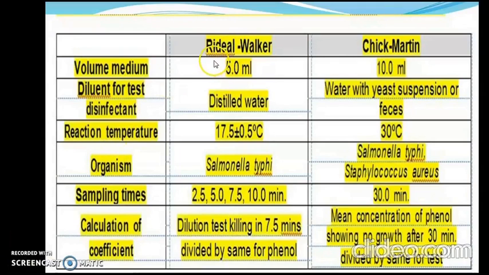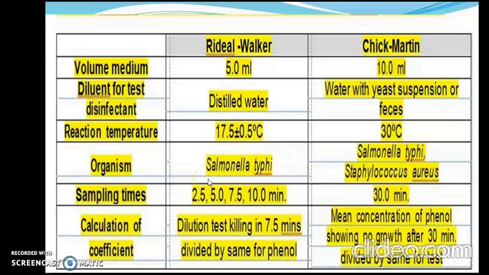So let's see the main differences between the Riddle-Walker method and the Chick-Martin method. Here the medium volume we are taking is 5 ml, and in Chick-Martin it is 10 ml. The diluent used for the test disinfectant in Riddle-Walker is distilled water, whereas in Chick-Martin it is water with yeast suspension or feces in order to simulate organic matter. The reaction temperature in Riddle-Walker is around 17.5 degrees Celsius, whereas in Chick-Martin it is 30 degrees Celsius. The test organism in Riddle-Walker is Salmonella typhi, whereas in Chick-Martin, along with Salmonella typhi, there is also Staphylococcus aureus.